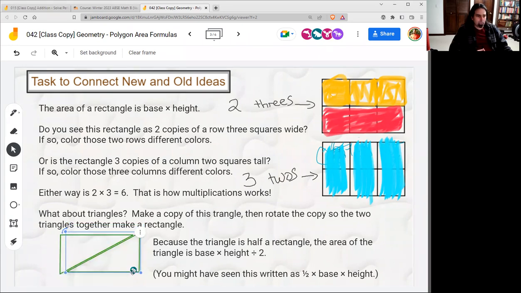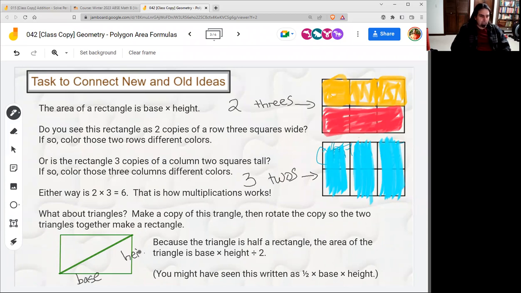There you go. So if I line them up for you, then you can see that two triangles make the rectangle. So if this is a base and this is a height, if I do all of base times height, that's the whole rectangle. So each triangle is half of the base times height. You've probably seen that formula, either half base times height, or just do the base times height and then divide by 2 at the end.